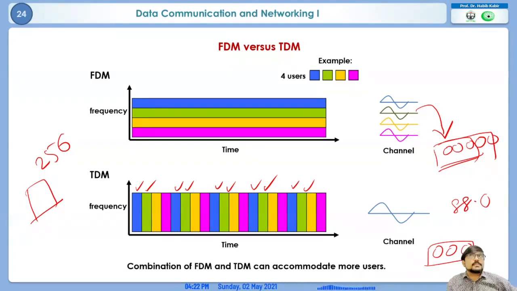Sir, in frequency division multiplexing, how does the device actually recognize the frequency? Suppose I want to send a message at a certain frequency, how is the device at the other end supposed to detect that? Can anyone answer this?